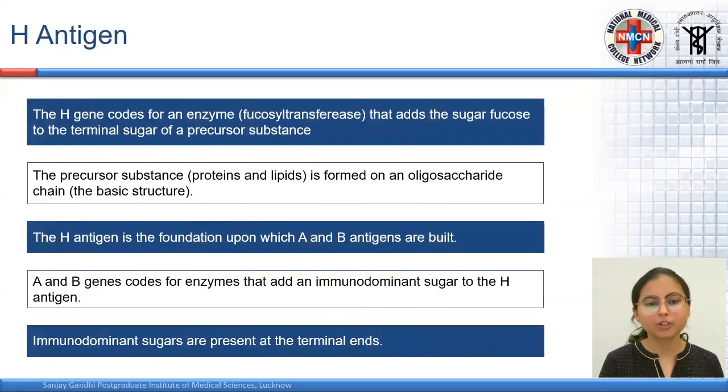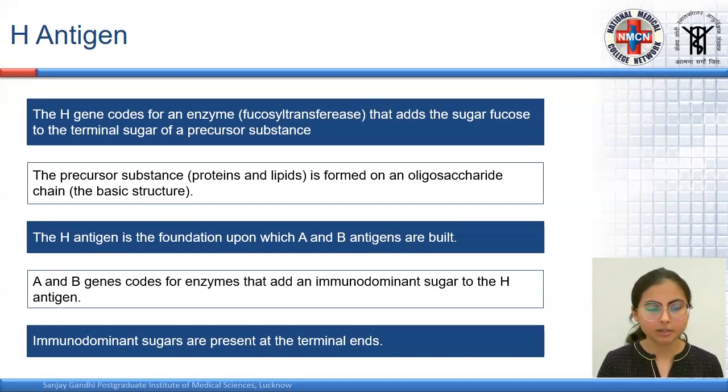The H gene encodes for an enzyme. Similarly, the B gene codes for an enzyme. Similarly, the A gene codes for an enzyme. Basically, these genes code for separate enzymes, which add separate sugars to the already present precursor substance on the red cell surface.